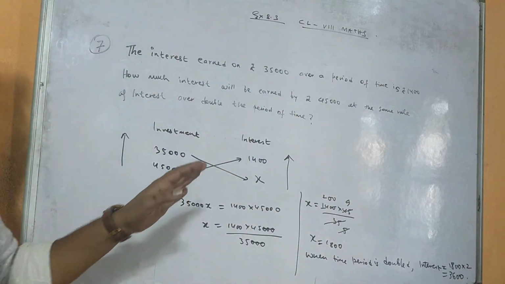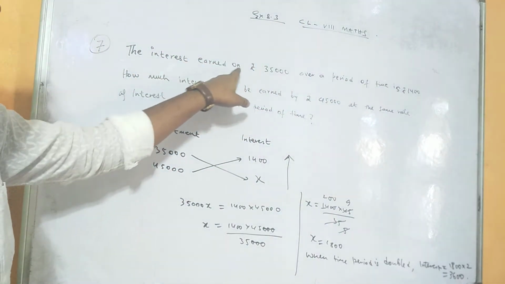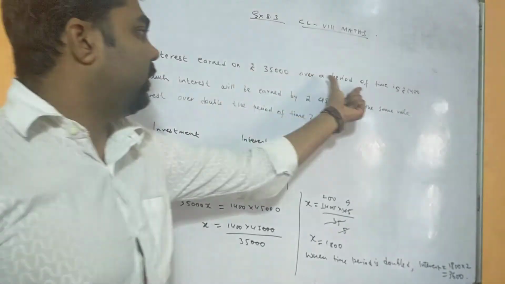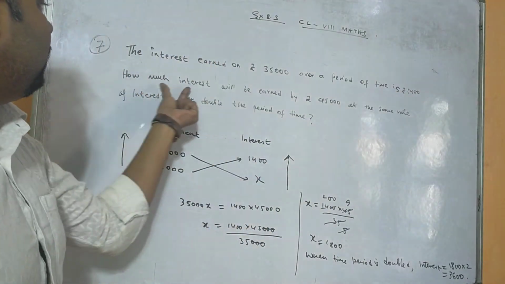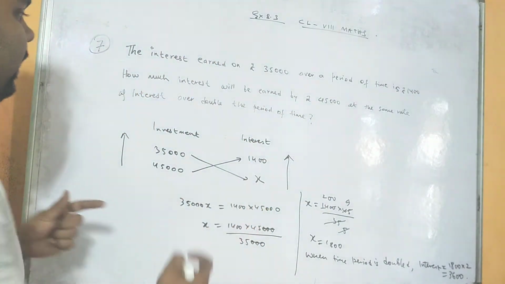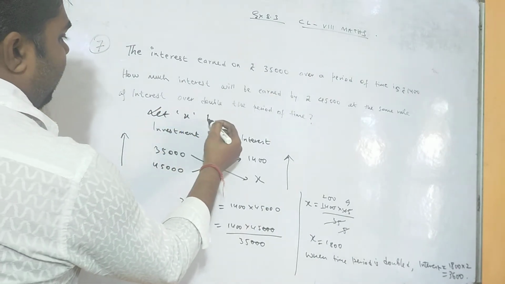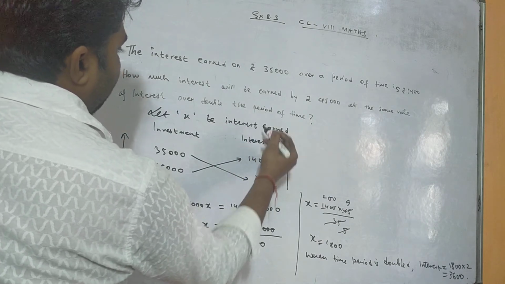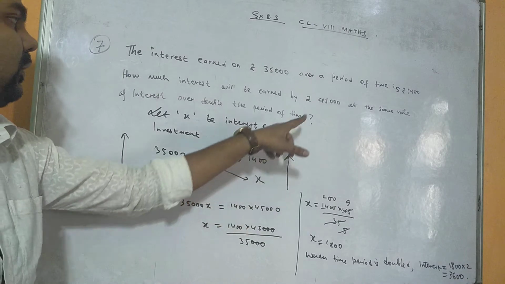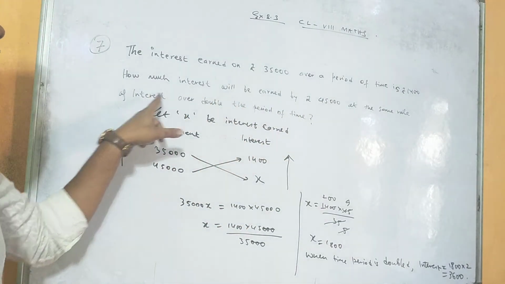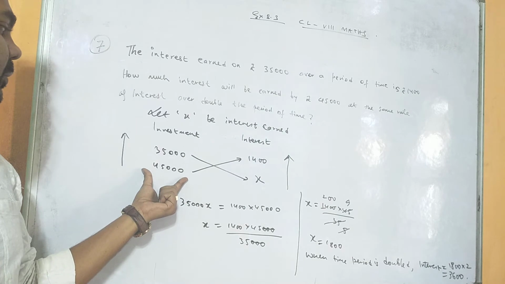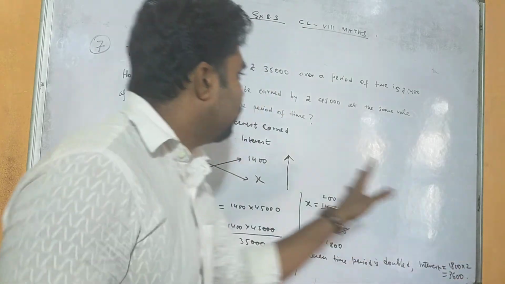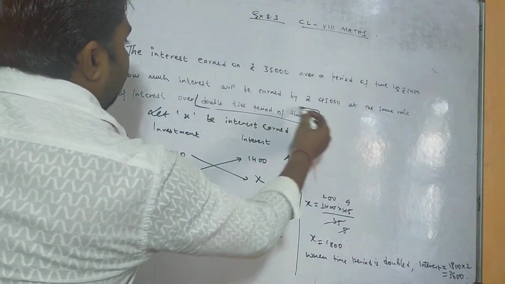Okay, I repeat, first we'll read the question. The interest earned on rupees, that means this is not the interest, okay, this is the investment, and on the time period is 1400, this is the interest. How much interest will be earned? That means let x be the interest earned. Now when it is 45,000 at the same rate of interest over double the time period, so investment is 45,000, what will be the interest? First we will calculate interest. Whatever answer we get here, we will multiply by 2, because in the question double the time period is given.